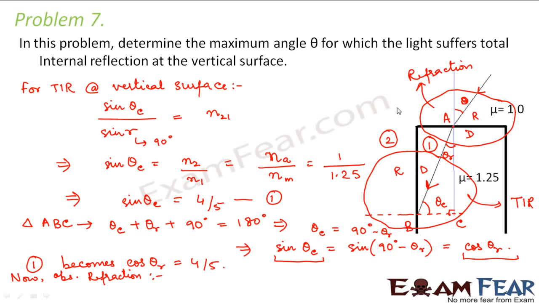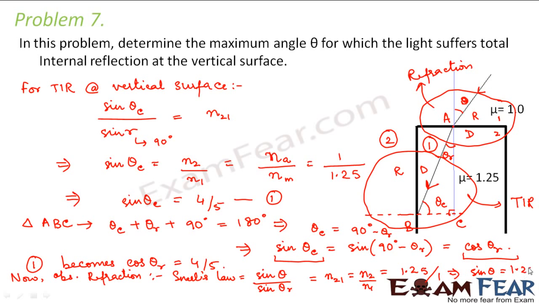In this refraction region, from Snell's law, we can say that sine of the angle of incidence, that is theta, divided by sine of the angle of refraction, that is theta r, is equal to n21, where n21 is n2 by n1. In this case, n2 is nothing but this mu, because it is going from medium 1 to medium 2. So n2 would be 1.25 and n1 would be air, that is 1. Right? So from this we can say that sine theta is equal to 1.25 into sine theta r.